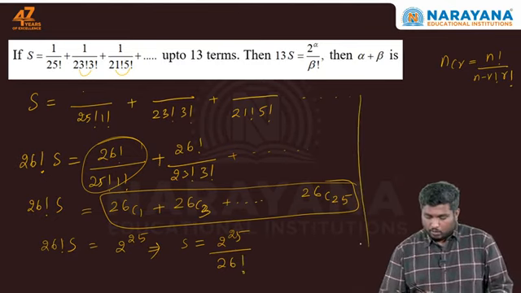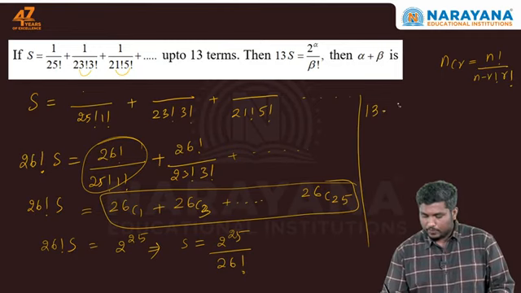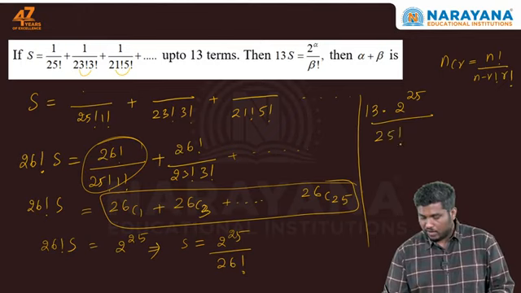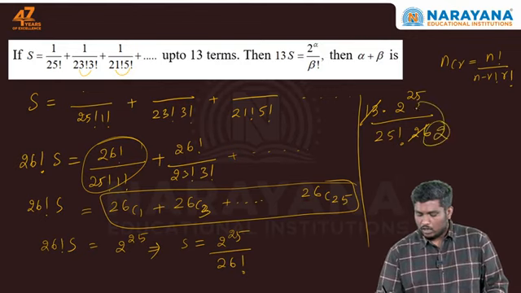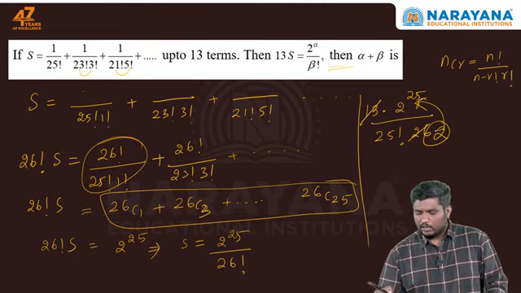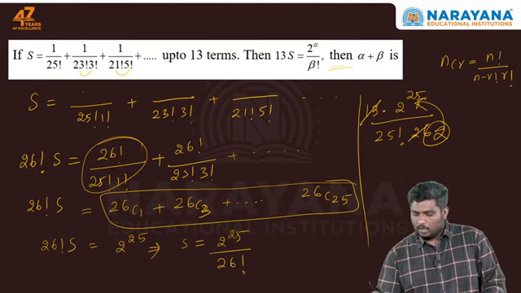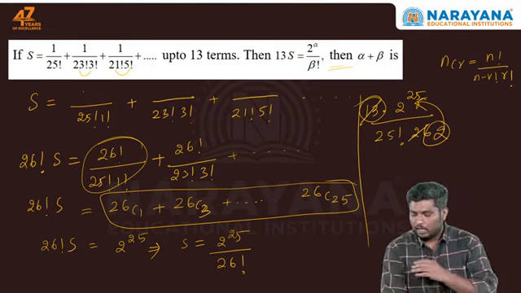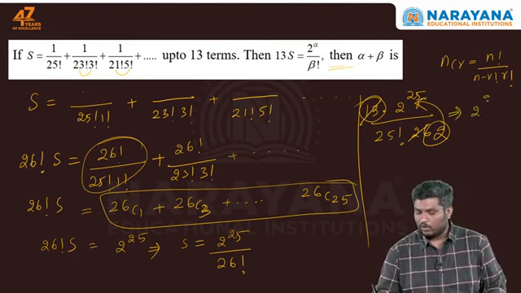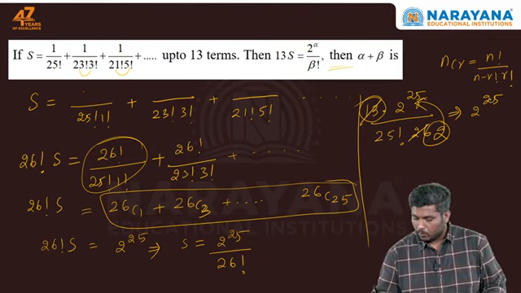Okay, so now what is he asking us to find? 13 into S. 13 into 2 power 25 by 26 factorial. So I will write this as 25 factorial into 26. You can still leave it as 26 factorial as well. But okay, again you have to multiply. There is 13 here, 13 has to be cancelled, right? No issues with this point. So 2 power 25 by 2 will be 2 power 24 by 25 factorial.